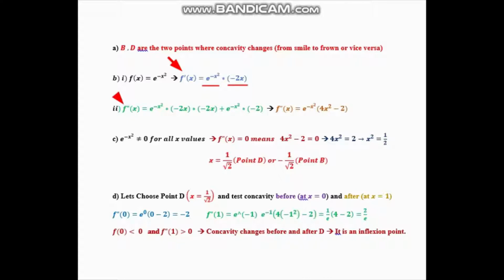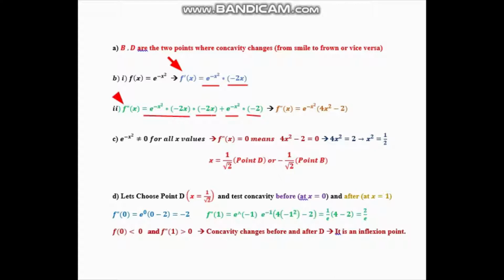So there is my u dash, this right there is my u dash, and this is my v. So this is vu dash. Next, I'm going to find uv dash. So that there is my u and there is my v dash. So this is my expression.